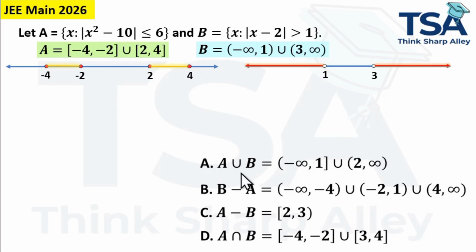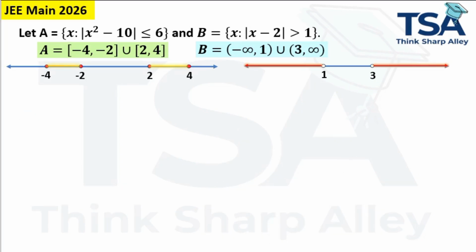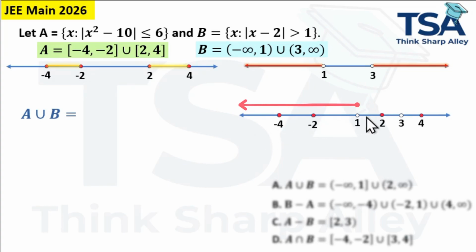The first option is A union B. So let's try to find A union B. Union means we take everything that belongs to A and everything that belongs to B or both. Let's trace it from left to right on the number line. So from minus infinity to 1, this entire region is covered by set B. So which means it is included in A union B.